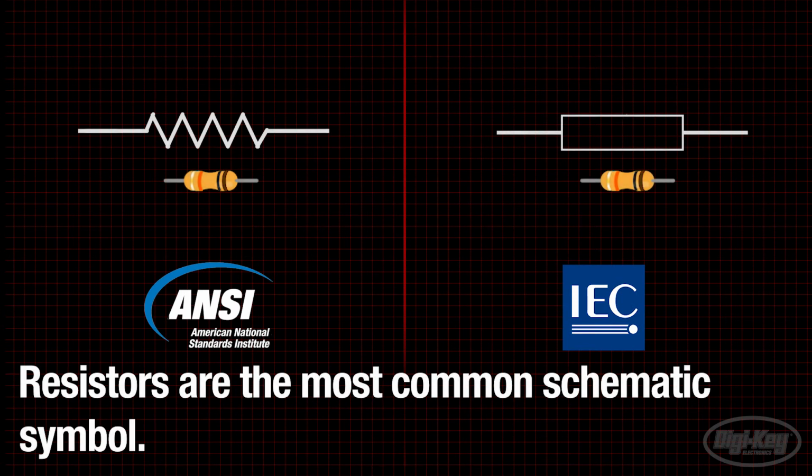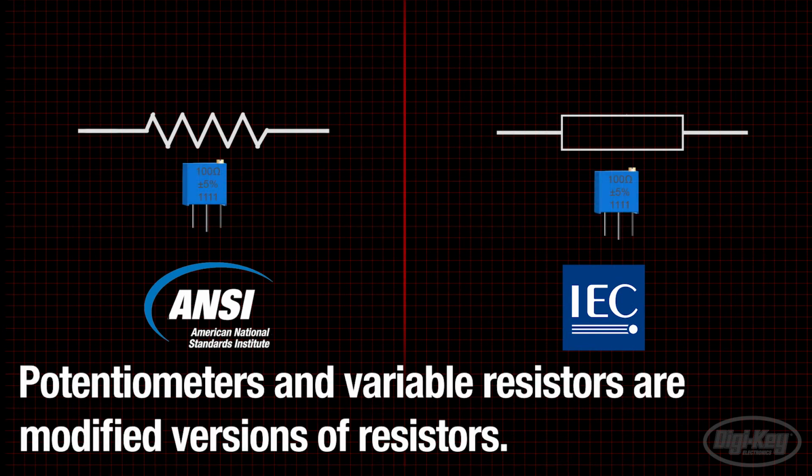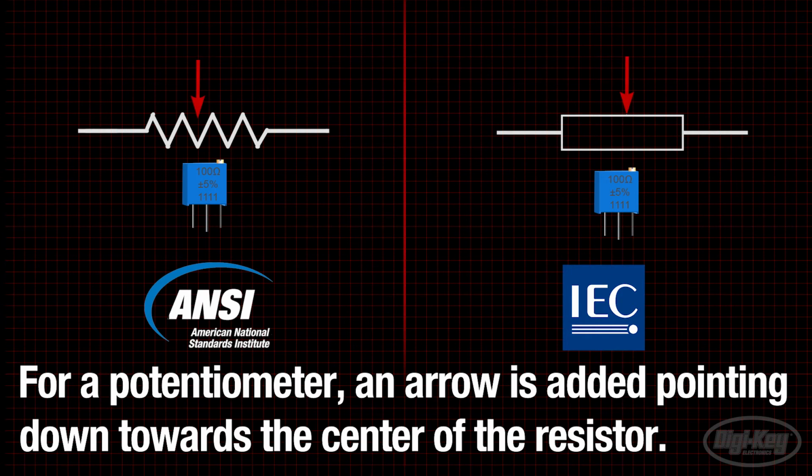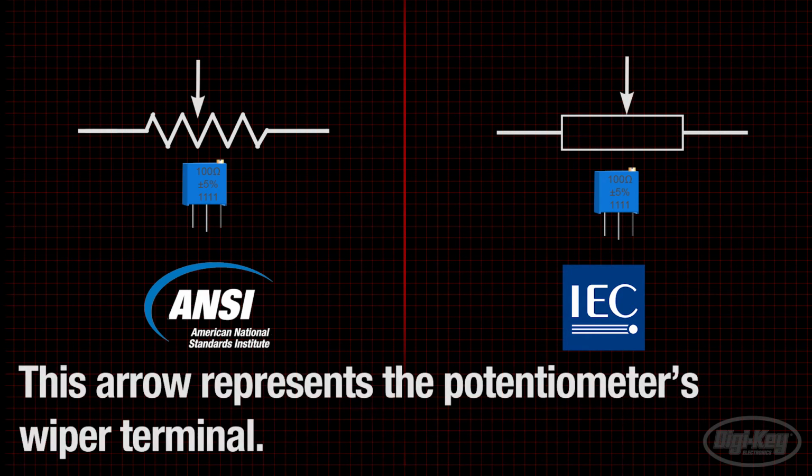Resistors are the number one most common schematic symbol. Potentiometers and variable resistors are just modified versions of resistors. For a potentiometer, simply add an arrow pointing down towards the center of the resistor. This arrow represents the potentiometer's wiper terminal.